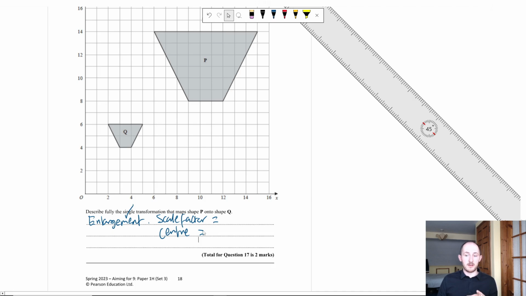So normally you get 3 marks for this, but sometimes you get 2. If you don't have one of these things, you drop a mark. So if I don't say enlargement, drop a mark. Don't say scale factor, drop a mark. Don't say center, drop a mark, okay? So how do I figure out the scale factor and the center?